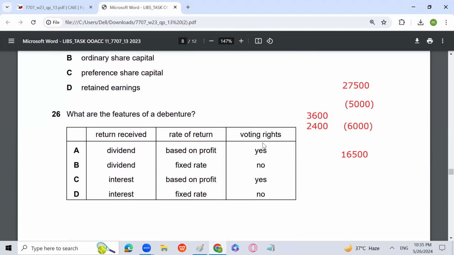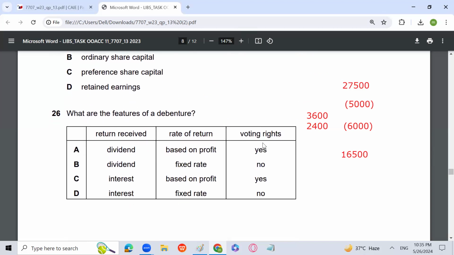What are the features of a debenture? Return received will be recorded as interest. Rate of return of the debenture is a fixed rate. It is not based on profit, and voting right is no. So debenture is an acknowledgement of a debt. It's a non-current liability on which we have to pay interest, which is a fixed rate, or we receive interest at a fixed rate, and there is no voting right at all.